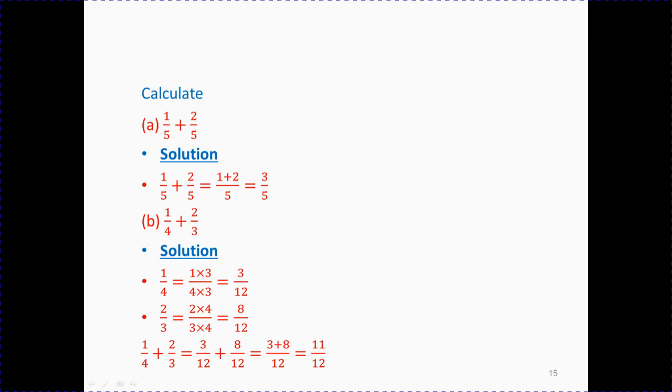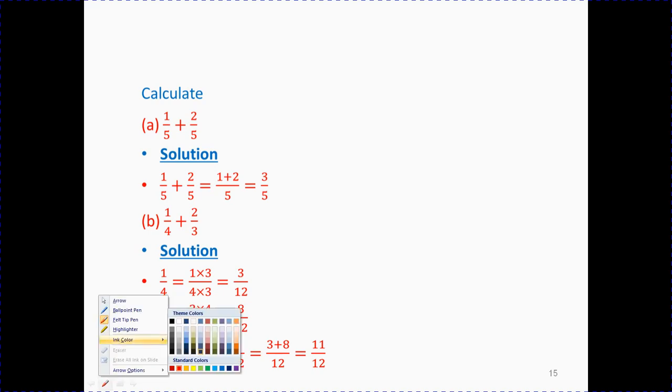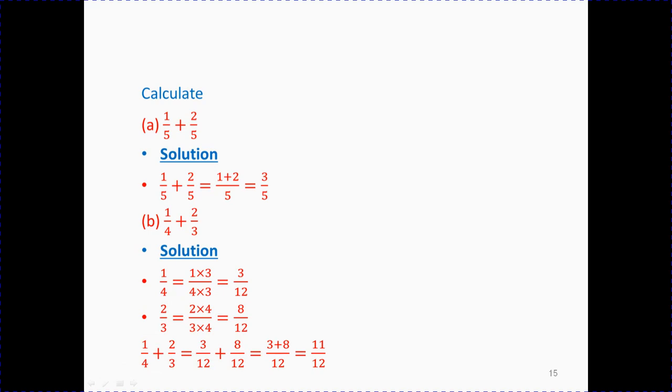For example, I have 1 over 5. Let me just change the color. We take green. Now, what if I have 1 over 5 plus 2 over 5? Now, it's a very simple problem. Why? Because I have the same denominator. So there is no problem. 1 over 5 plus 2 over 5. I'm going to keep the same denominator, which is 5. Then I'll add the numerators. 1 plus 2 is 3, so 3 over 5.